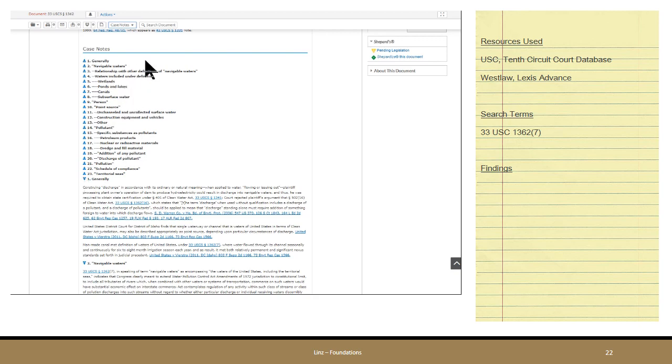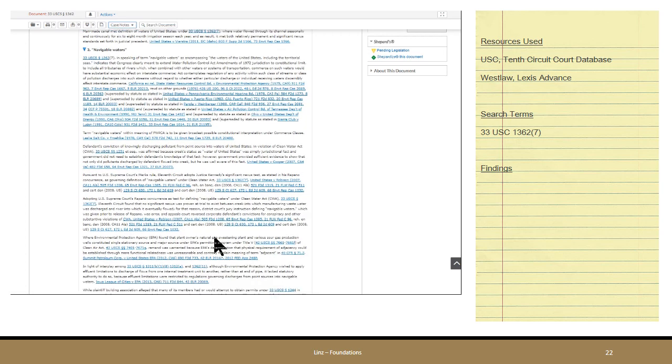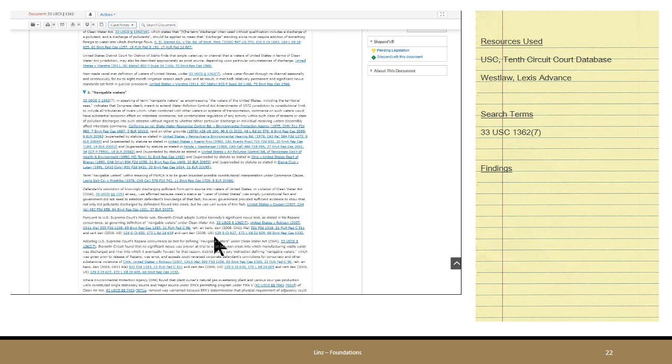We could certainly enter a search term here looking for stream or creek. We could certainly, though, I think, just scroll down to it. You see navigable waters already shows up on our screen, and we could begin to look through these various case blurbs to find out what might be most relevant. For purposes of our discussion, let's assume we wanted to look at this particular case. Term navigable waters within the meaning of FWPCA is to be given broadest possible constitutional interpretation under the Commerce Clause. And this is Leslie Salt Company. Looks like it was decided in 1978. So let's go ahead and open up to that case.